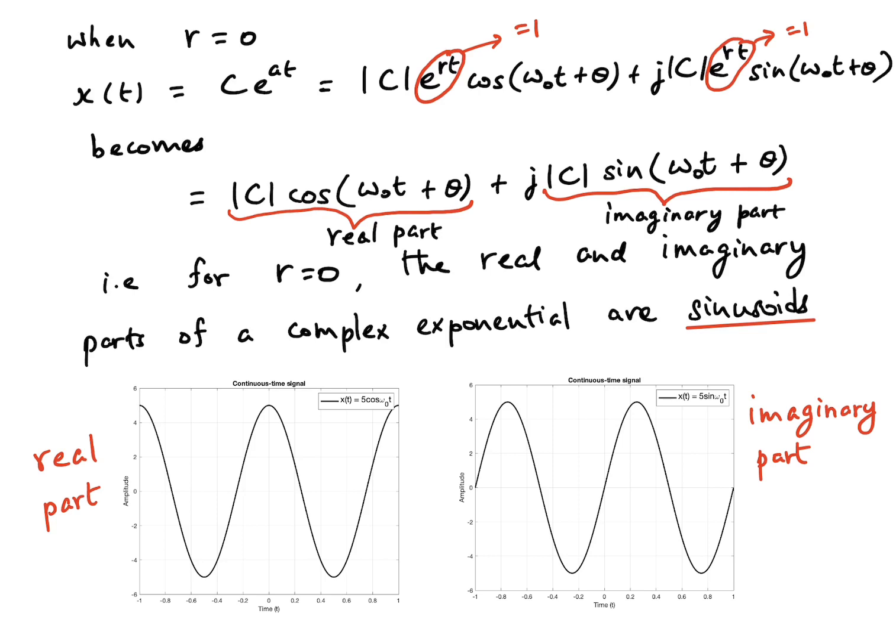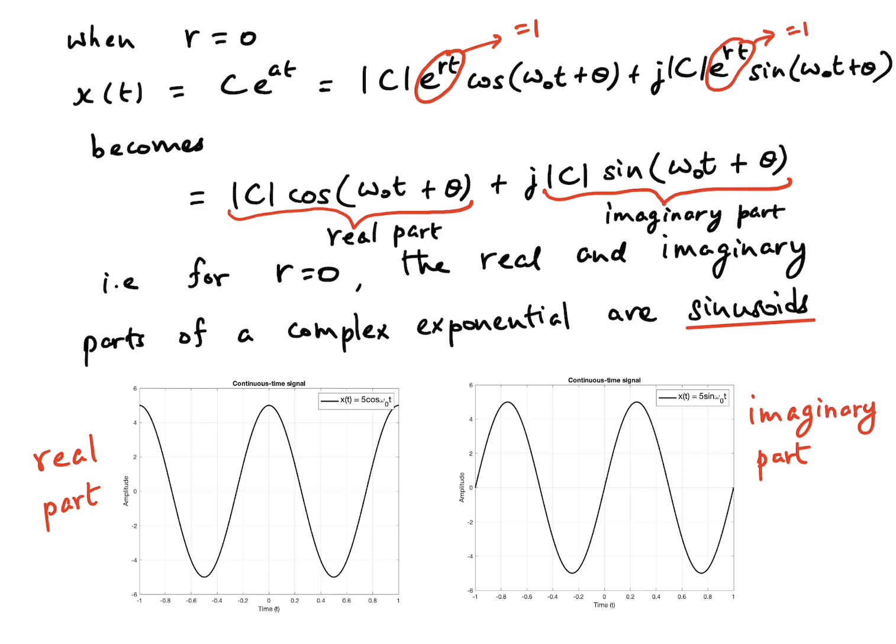Again, we still have the complex signal, but now the real part has the multiplying factor magnitude of c, and the imaginary part also has magnitude of c as the multiplying factor. This magnitude of c is just going to be a number. So it is some number multiplied by cosine omega naught t plus theta, plus j times some number into sine omega naught t plus theta. That means the real part of the complex exponential when r equals 0 is just a cosine waveform, and the imaginary part is just a sine wave. So we have a cosine wave as the real part and a sine wave as the imaginary part when the parameter r is chosen to be equal to 0.